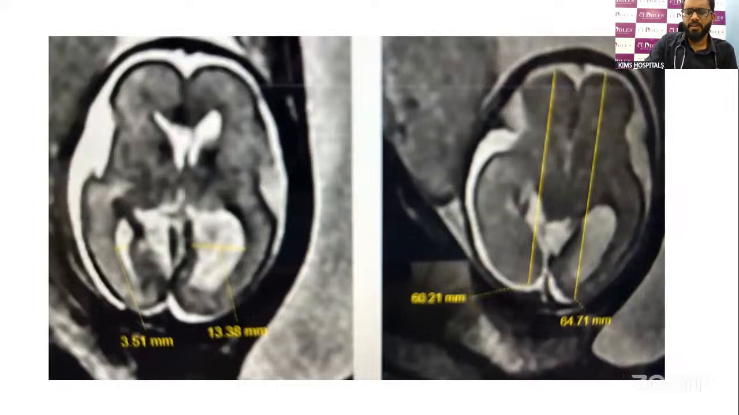This is the same case of hemimegalencephaly. We clearly see on this side of the axial image that the cortex is thicker than the right, and it's actually overlapping here. So you see here, the dimension of the ventricle is larger, and the dimension of the cortex is also thicker.